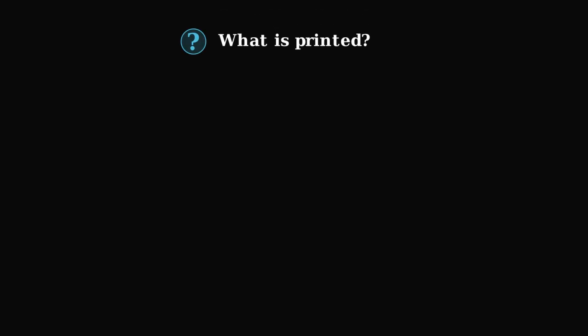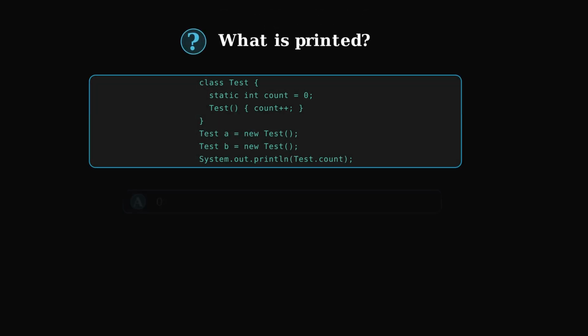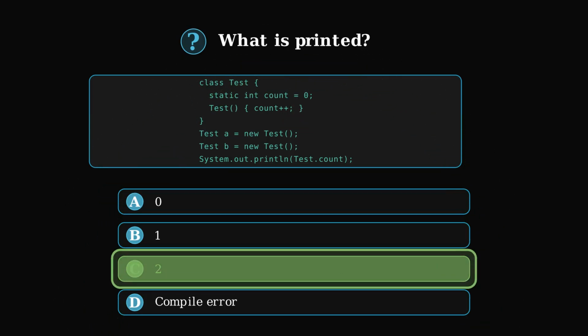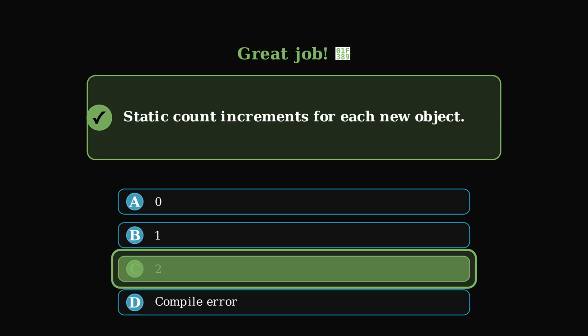What is printed? Which one is correct? The correct answer is static count increments for each new object.